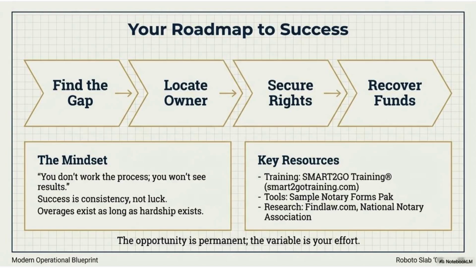Here's the truth. If you don't work the process consistently, you won't see results. Success is consistency, not luck. Overages exist as long as hardship exists, which means this opportunity is permanent. The variable is your effort. The opportunity is here, proven, and waiting. The only question is whether you'll put in the systematic effort to build this business.